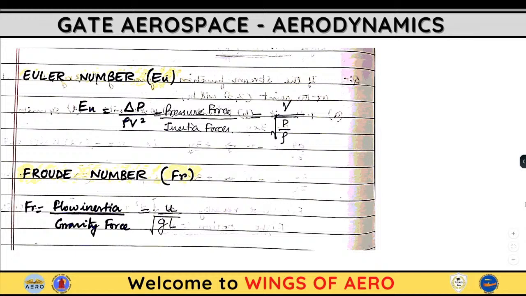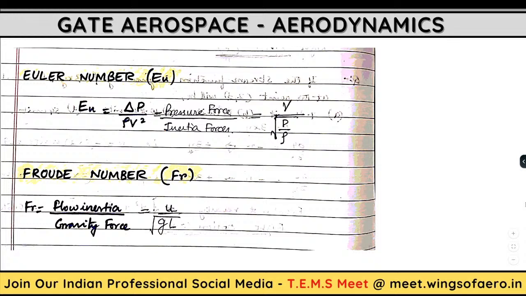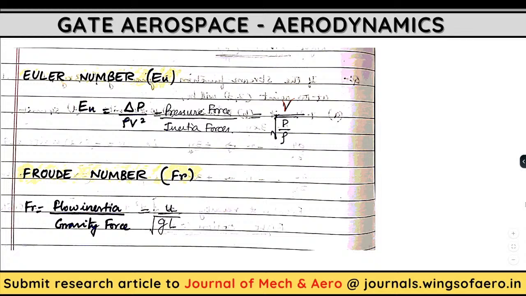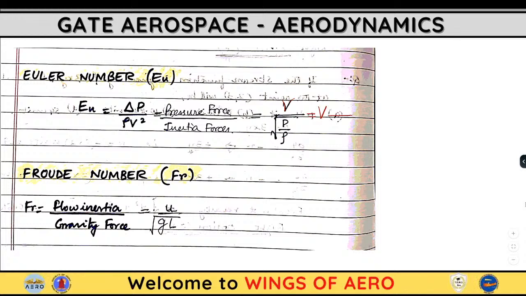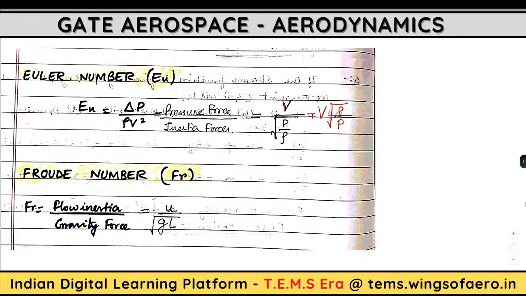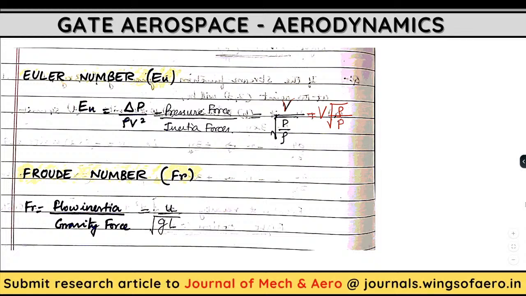Then we have the Euler number. Euler number represents the pressure force divided by the inertia force. It is the ratio between the pressure force and the inertia force. It can also be represented as V by the root of pressure by density, or written as V times the root of rho by P. This is the Euler number, which represents the ratio between the pressure and the inertia force.